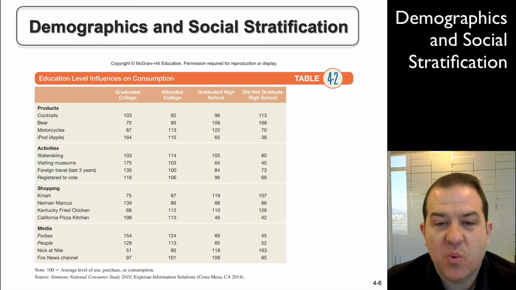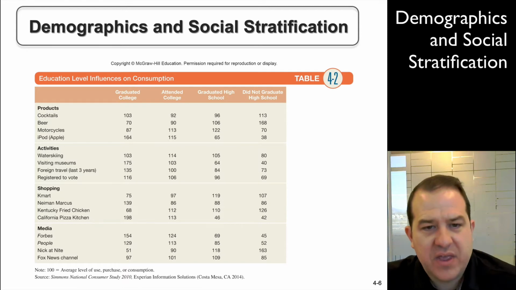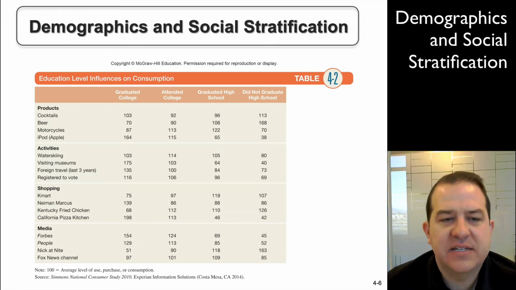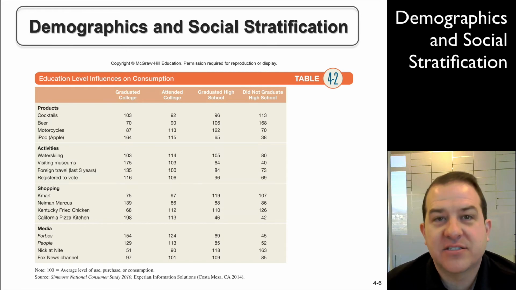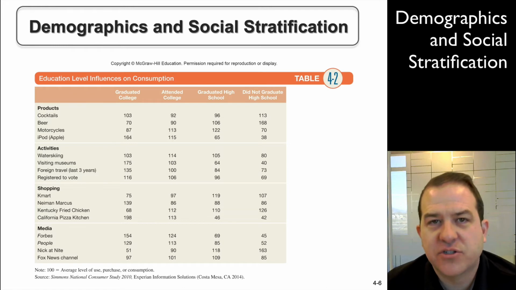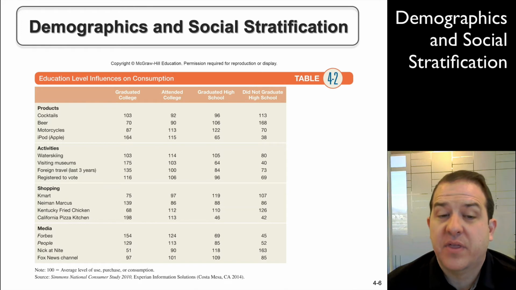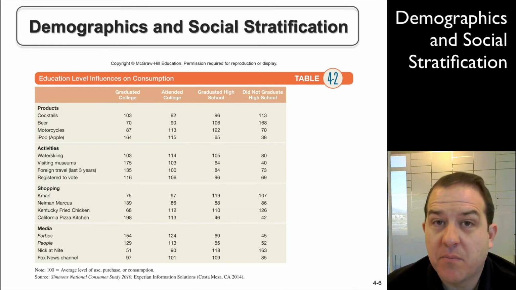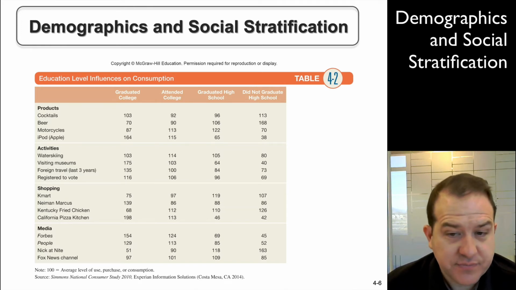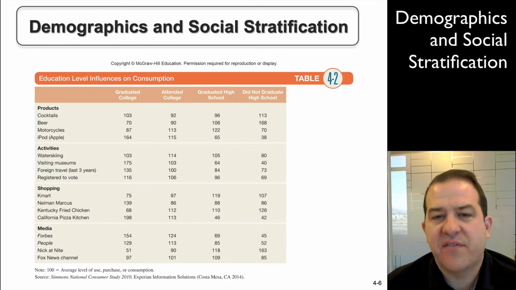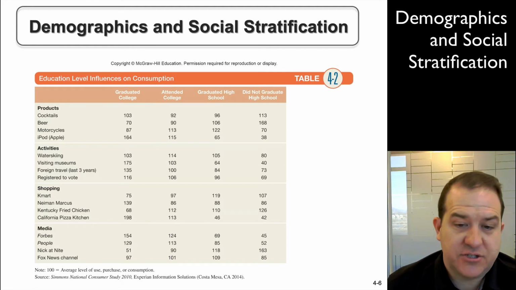And so once again, 100 is the average. If someone did not graduate high school, they're less likely to travel foreign in the last 3 years. Like they're less likely to have gone on a trip outside of the United States. Whereas if they graduated college, they're 135, so they're more likely to have traveled. We would look at registered to vote. Notice that on registered to vote for activities, the less schooling you have, the less likely you are to have registered to vote. It's an interesting dynamic.